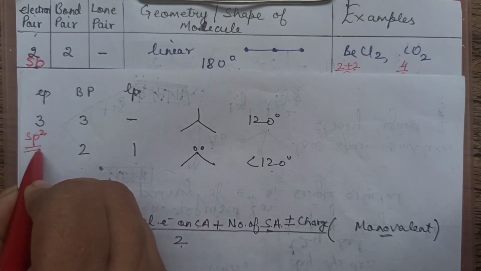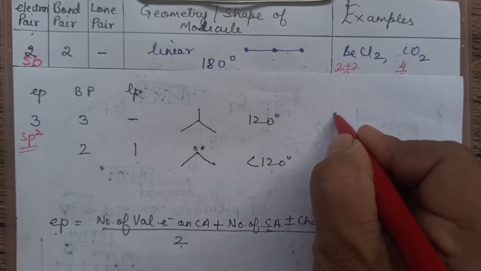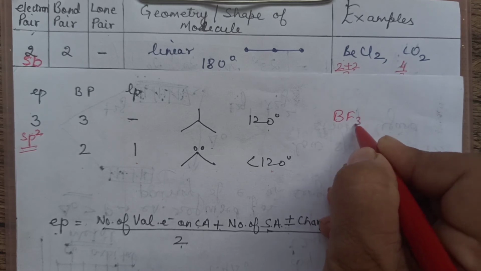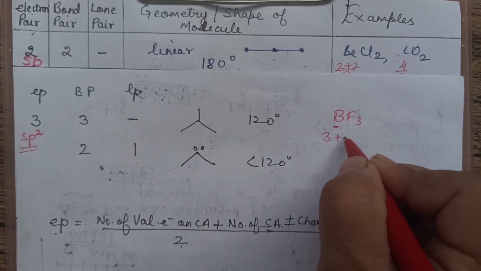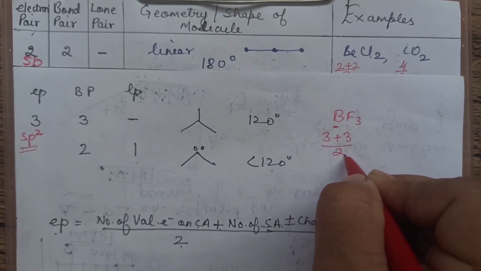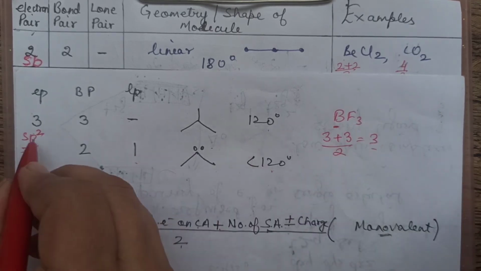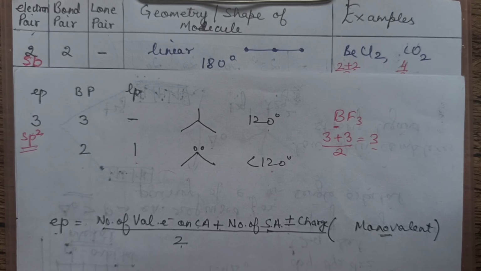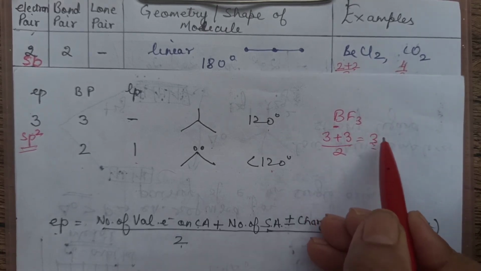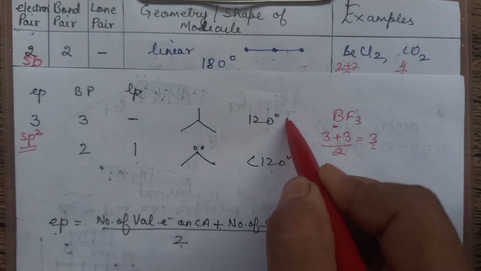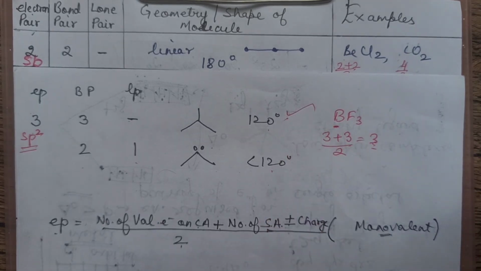But hybridization idea you can have. Let us apply this to the example and see. BF3. Number of valence electrons in boron 3, plus surrounding elements 3, divided by 2. You are getting 3, means its hybridization is sp2. And you are having 3 surrounding elements, that means there is no lone pair. That means this geometry is sp2 trigonal planar.